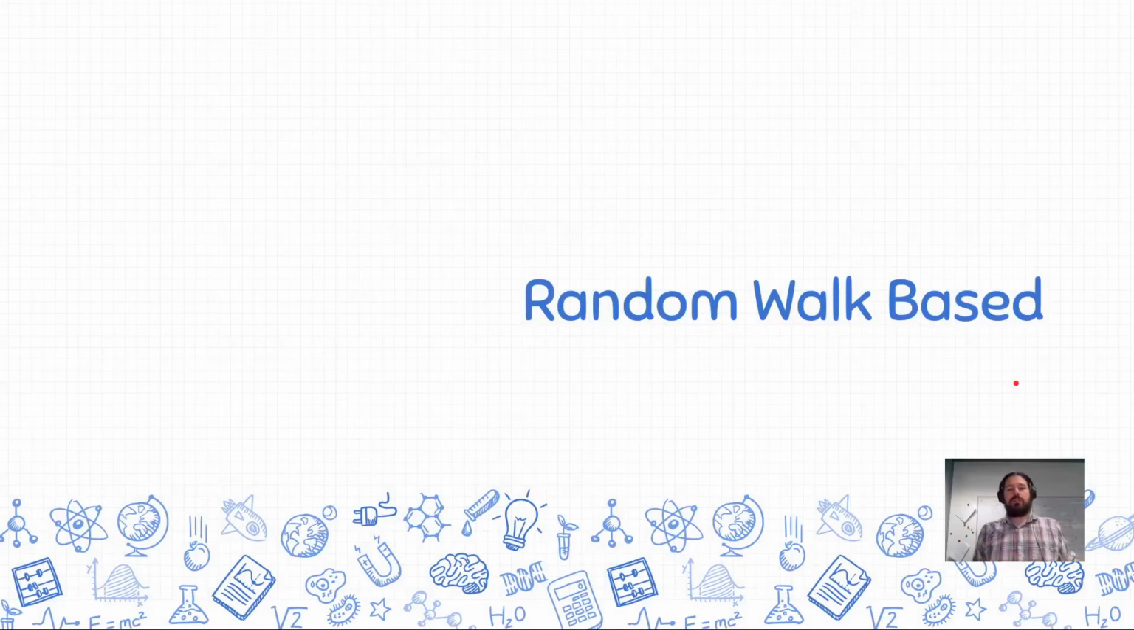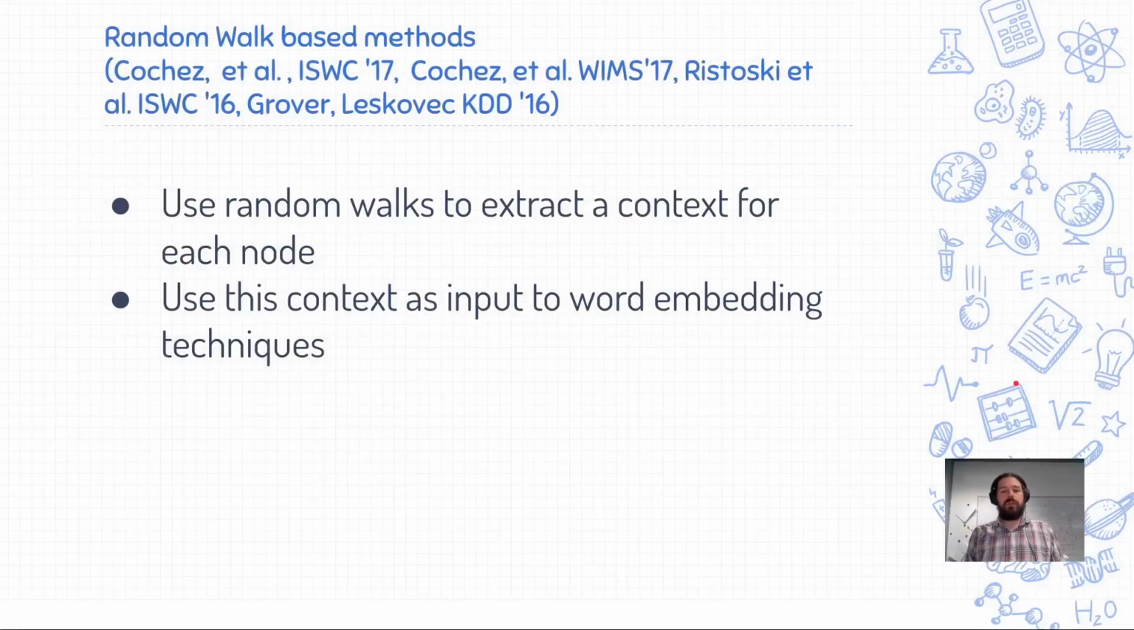Now we go to the last class, which is random walk-based. The random walk-based methods use random walks to extract the context around a certain node. So you have a node, you start a random walk around it, and extract context for that node that way. Then this context is used as input to a word embedding technique. Similarly to the example we had about a cat occurring in the context of animal, here you use similar distributional hypothesis information to embed nodes.